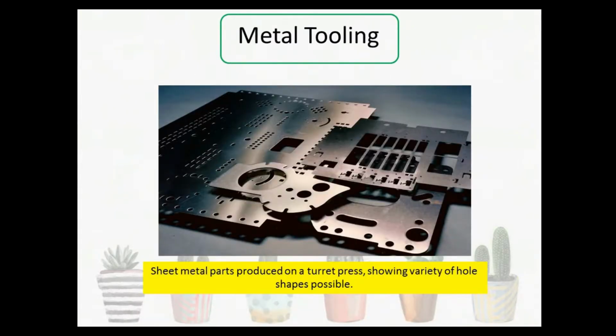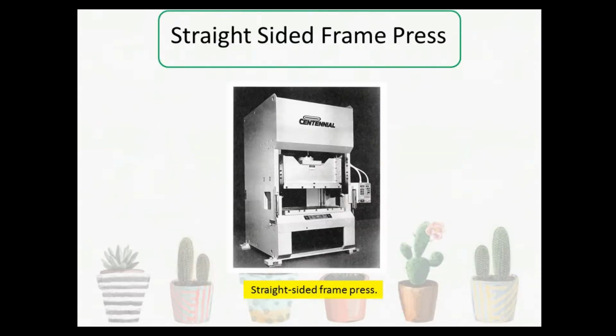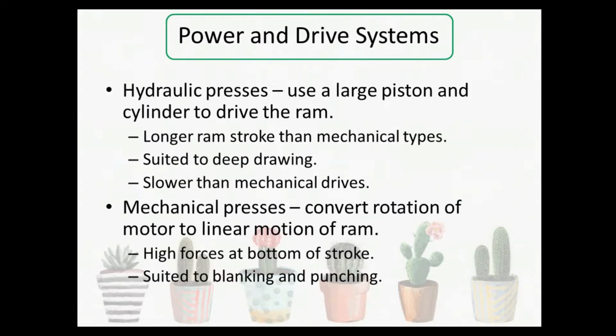This is metal tooling, which shows sheet metal parts produced on a turret press, showing the variety of hole shapes possible. This is a computer numerical control turret press. This is a straight-sided frame press. Next, I will tell about power and drive systems. There are 2 presses in power and drive systems. Number 1 is hydraulic presses, number 2 is mechanical presses.